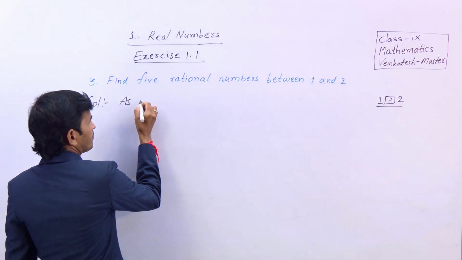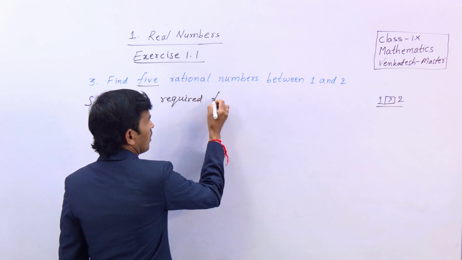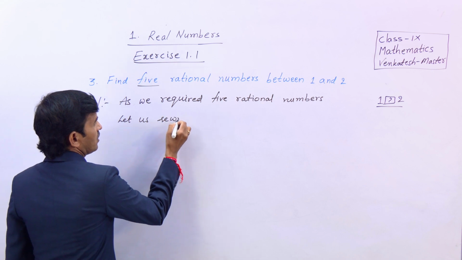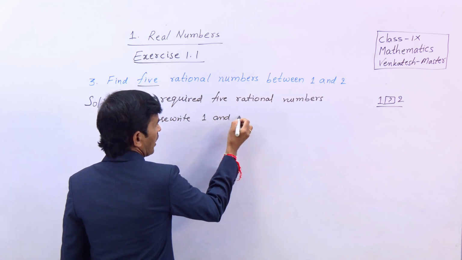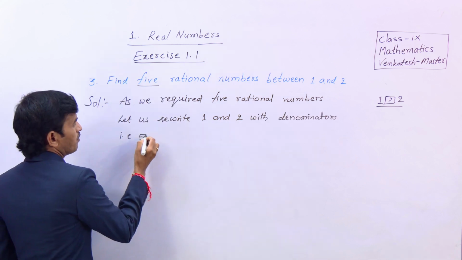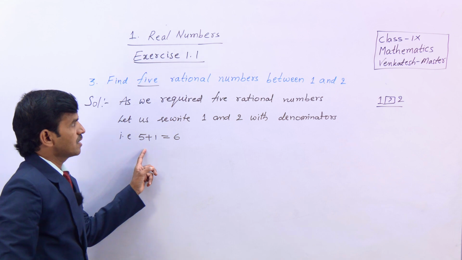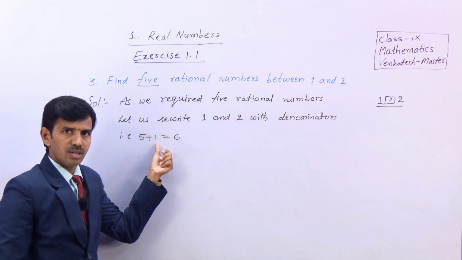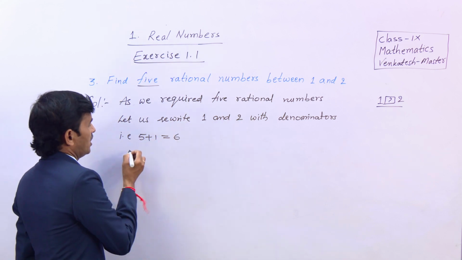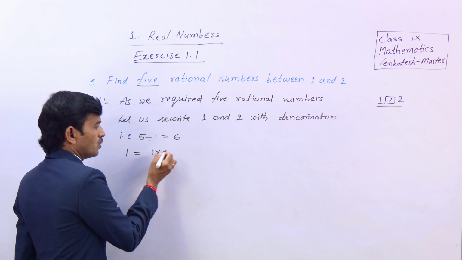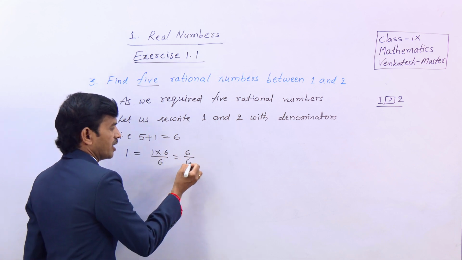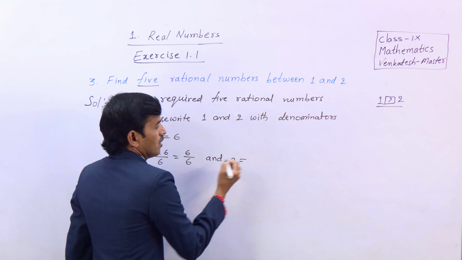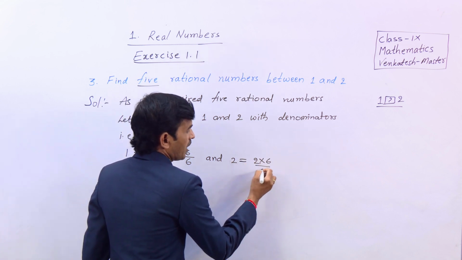As we require 5 rational numbers, let us rewrite 1 and 2. That is 5 plus 1, which is equal to 6. As we require 5, we should take 1 extra. If we require 10, we should take 10 plus 1. Like that, 5 plus 1 as the denominator. Now 1 can be written as 1 into 6 by 6. That means its denominator becomes 6. In the same manner, 2 is equal to 2 into 6 by 6.